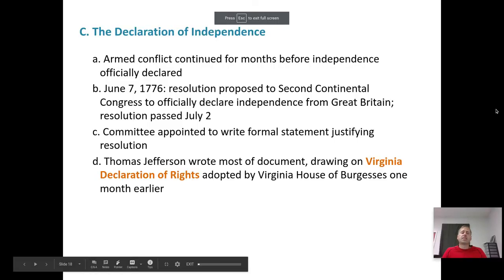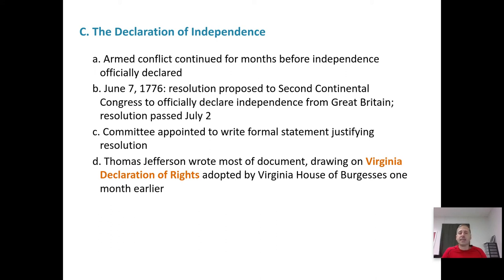This doesn't mean the British just said, okay, I guess you're free. You know, July 4th, 1776, we're going home. Nope. Fighting continued for several more years. Into the early 1780s, fighting continued. But we started making our own path in history. We got off of Britain's train and we're forging our own.